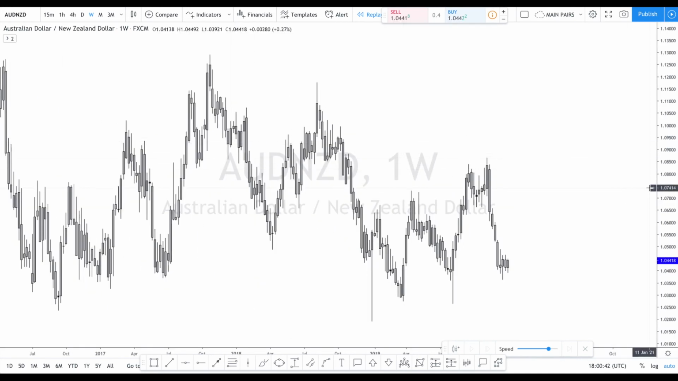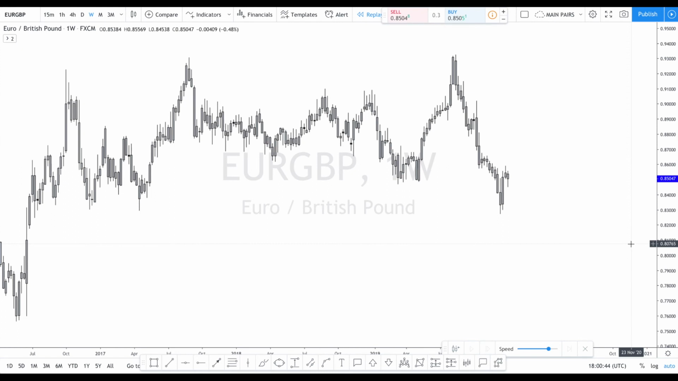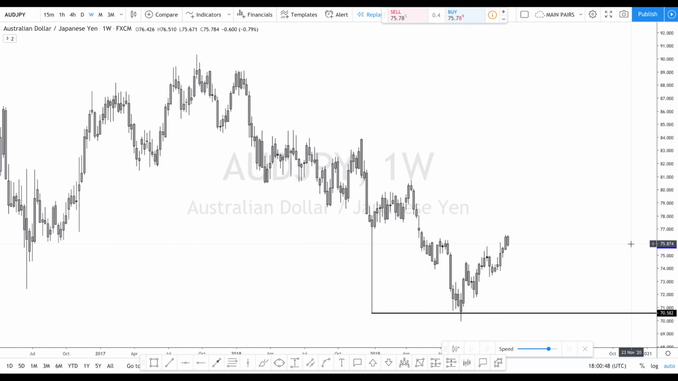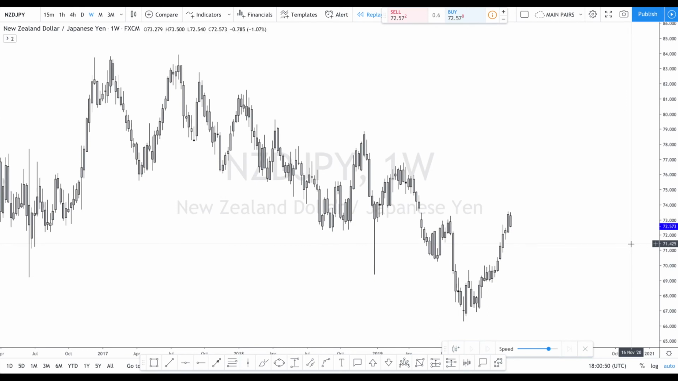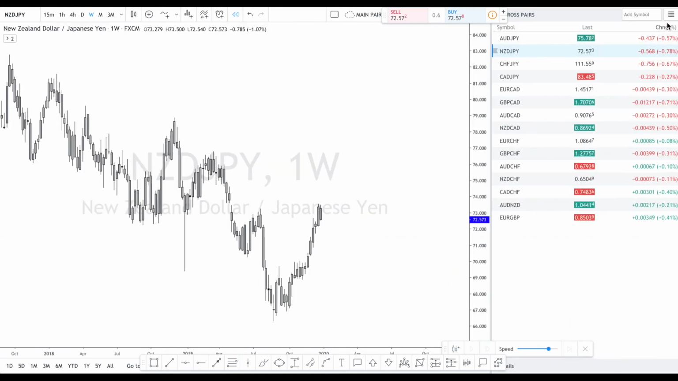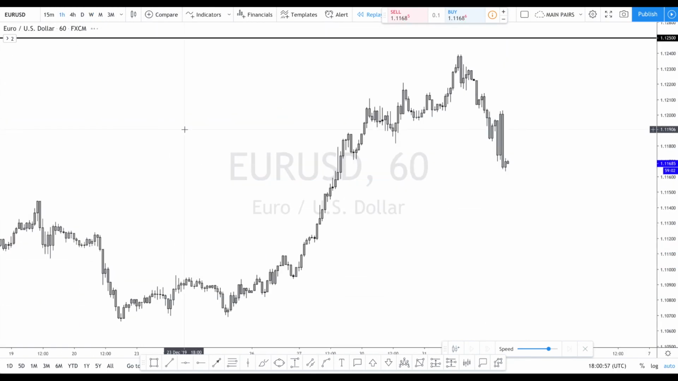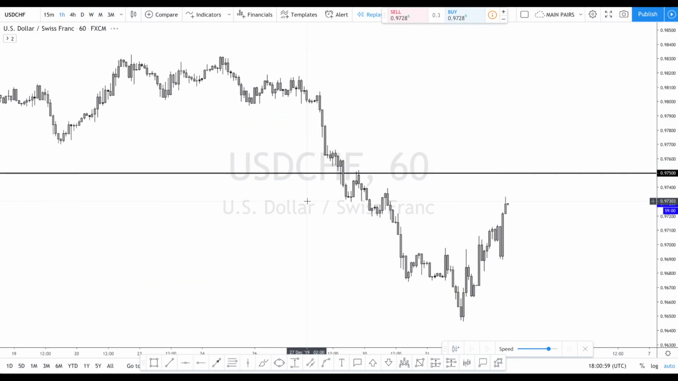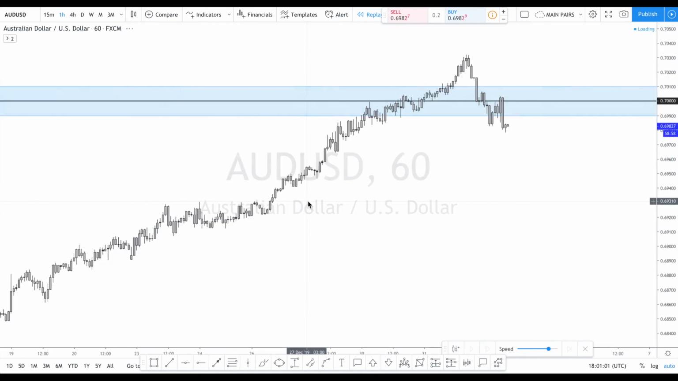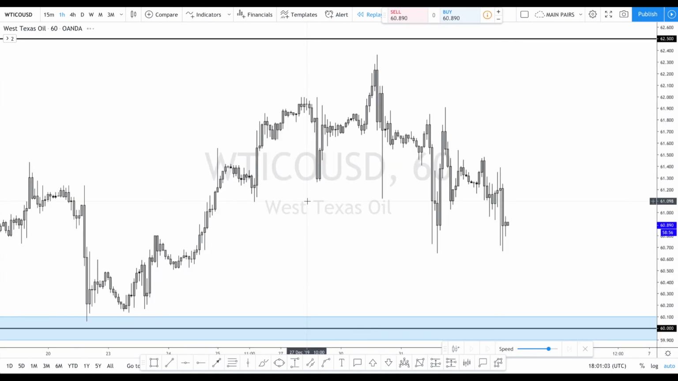Any other examples on a daily? No, there's no real examples on the daily. But I think, like I said, you're just looking for some price decelerating, and then you see a massive hiccup in volume. That's where you're looking for price to return back to.